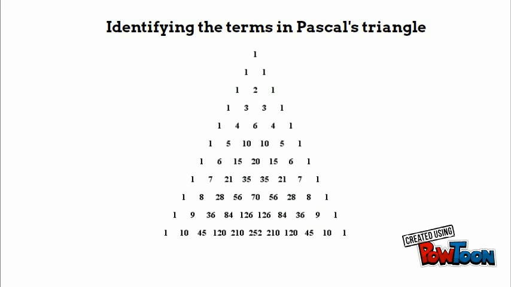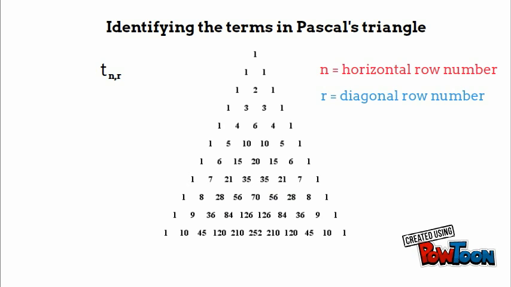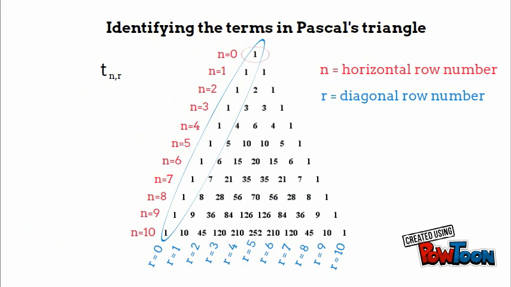Identifying the terms in Pascal's triangle. In Pascal's triangle, a term or a single number can be portrayed as t with n, r as a subscript. n represents the horizontal row number, r represents the diagonal row number. The first horizontal row is row 0. The first diagonal row is also row 0. This is how the following horizontal rows and diagonal rows would be numbered.